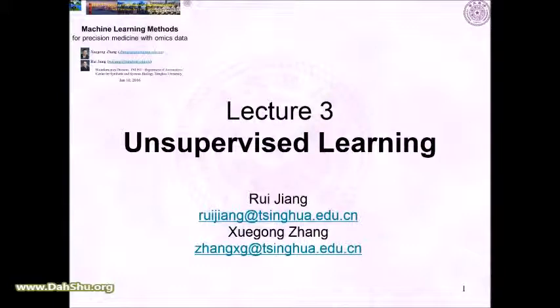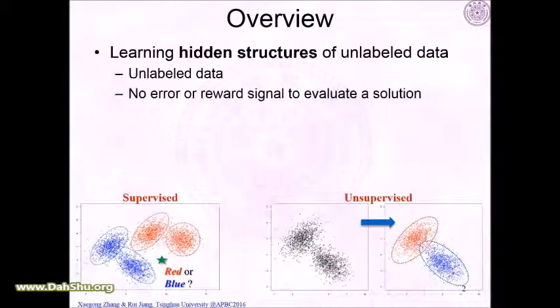So welcome back. So this part of the lecture is about unsupervised learning. It was designed to be given by Dr. Zhang, but I will go through it very quickly. So the idea of unsupervised learning is to learn hidden structures of unlabeled data. The hidden structure can be classification or some other organization of the data.